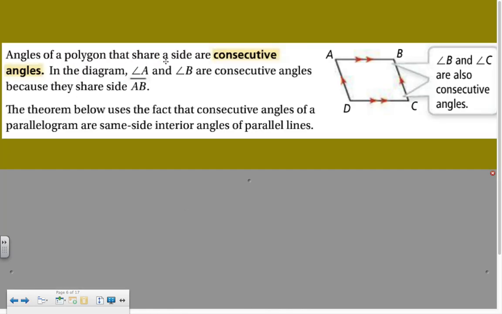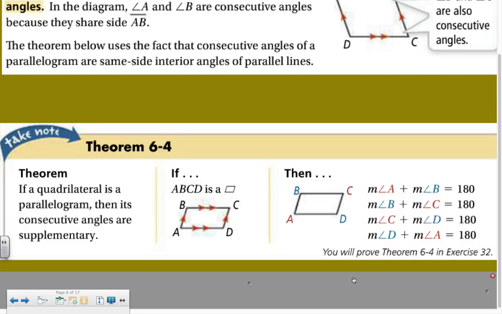Angles of a polygon that share a side are called consecutive angles. They're sort of in a row. In the diagram, A and B are consecutive angles because they share line segment AB. The theorem below shows the fact that the consecutive angles of a parallelogram are same side interior angles of parallel lines. If we look at line AB and line DC, they're parallel. So if I look at line AD as a transversal, you can see that angle A and angle D are same side interior, and so therefore, they are supplementary.